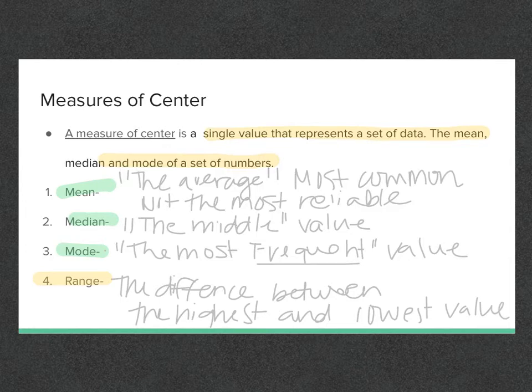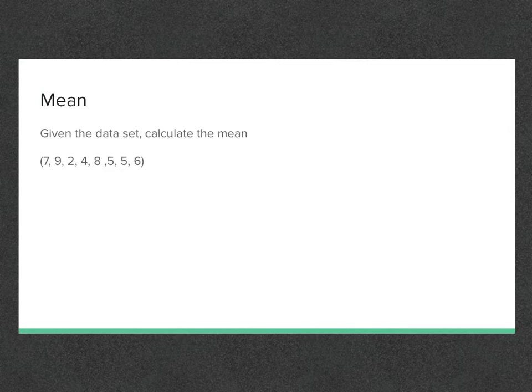So let's look a little deeper into each of these. If I'm looking at the mean, given the set of data below, try to calculate the mean. So my first step here is I want to start by organizing my data. Organize my data. And I want to do that by putting it from least to greatest, like I said before. So I'm going to start with my lowest value, which is 2. And then I can go ahead and cross that off. And I'm going to keep on writing in my numbers from lowest to greatest value, making sure that I don't forget any of my numbers.